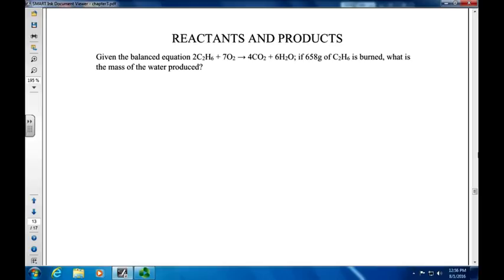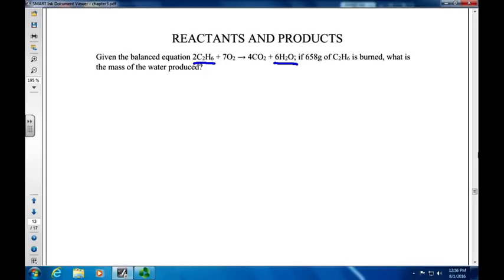Today we are looking at reactants and products, specifically how to determine reactants and products given masses. Our first example: given the balanced equation, if 658 grams of C2H6 is burned, what is the mass of the water produced? The thing we have to recognize is that they're giving us the mass of a reactant and asking for a mass of the product.